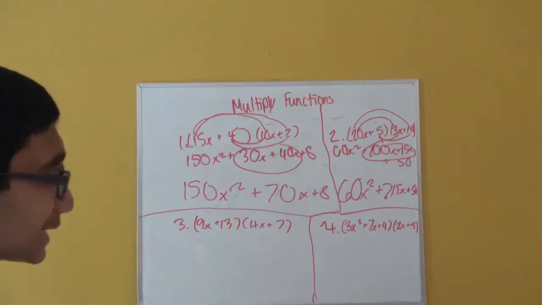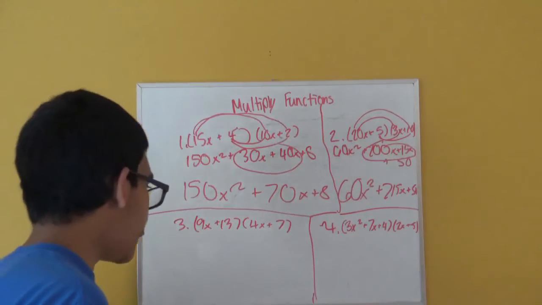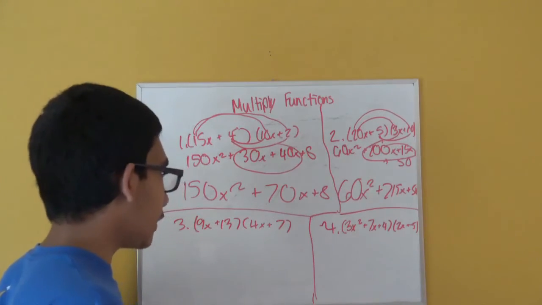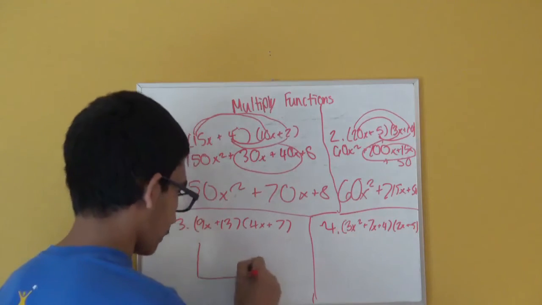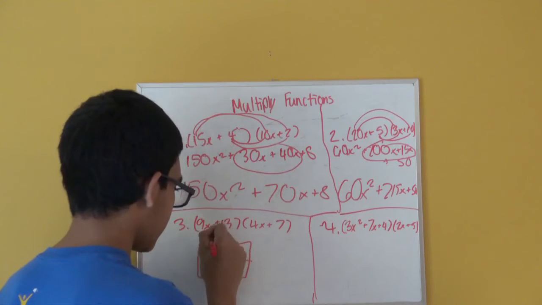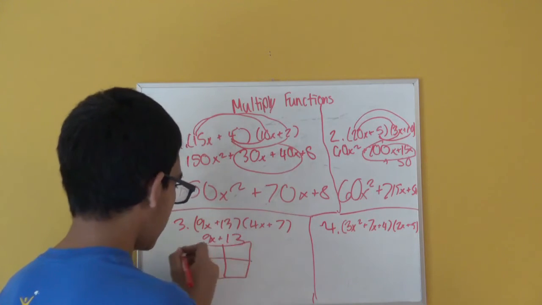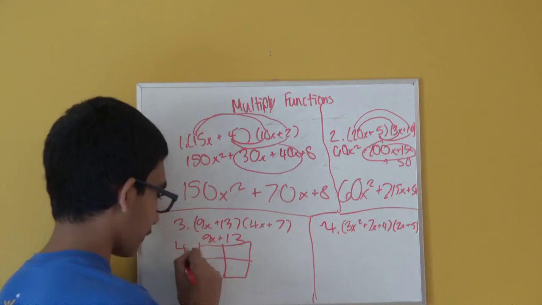Now for the last two, I may want to use the box method. Number 3, 9x plus 13 and 4x plus 7. So I'm going to use the box method. At the top, I'm just going to put 9x and 13. And on the left side, I'm going to put 4x plus 7.